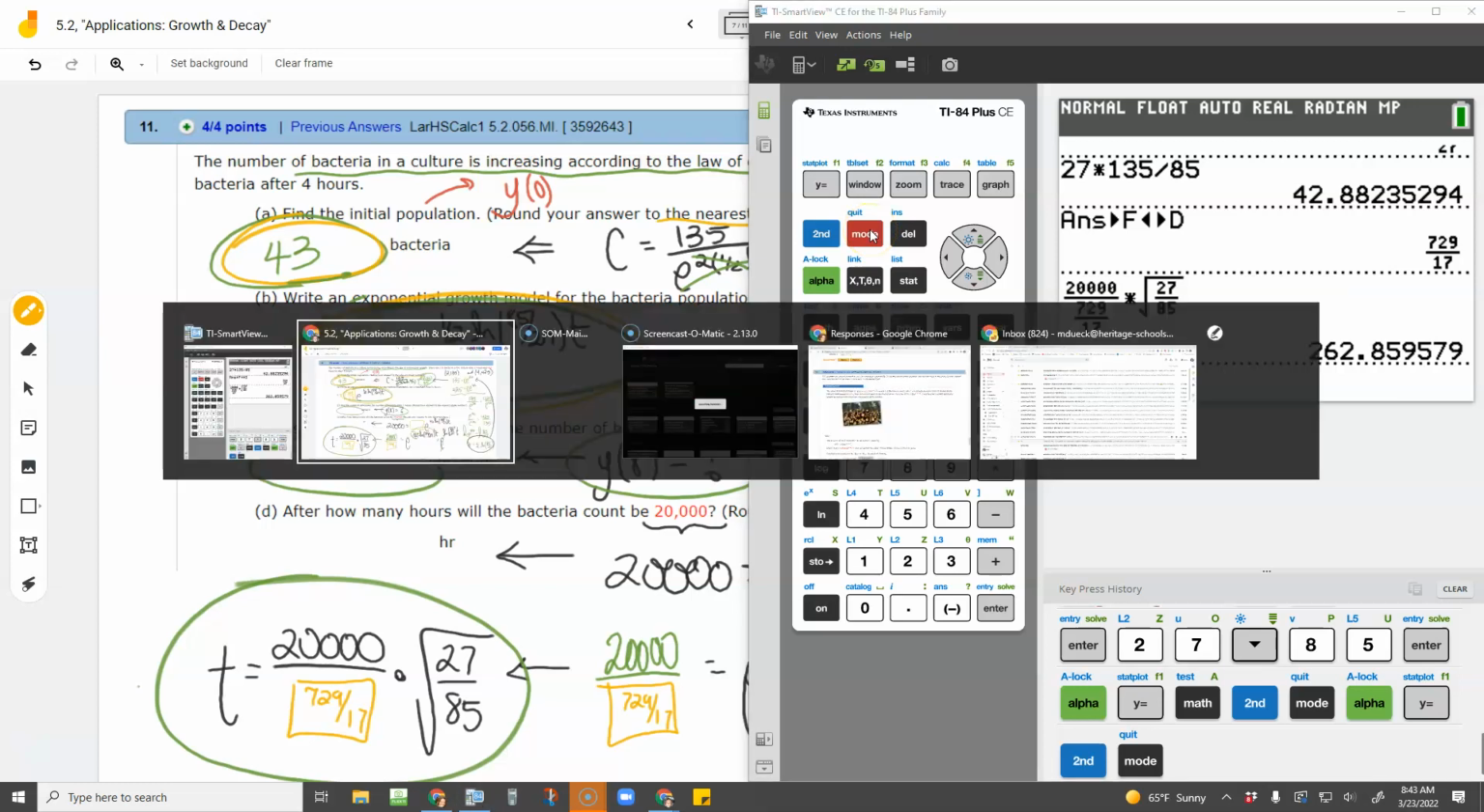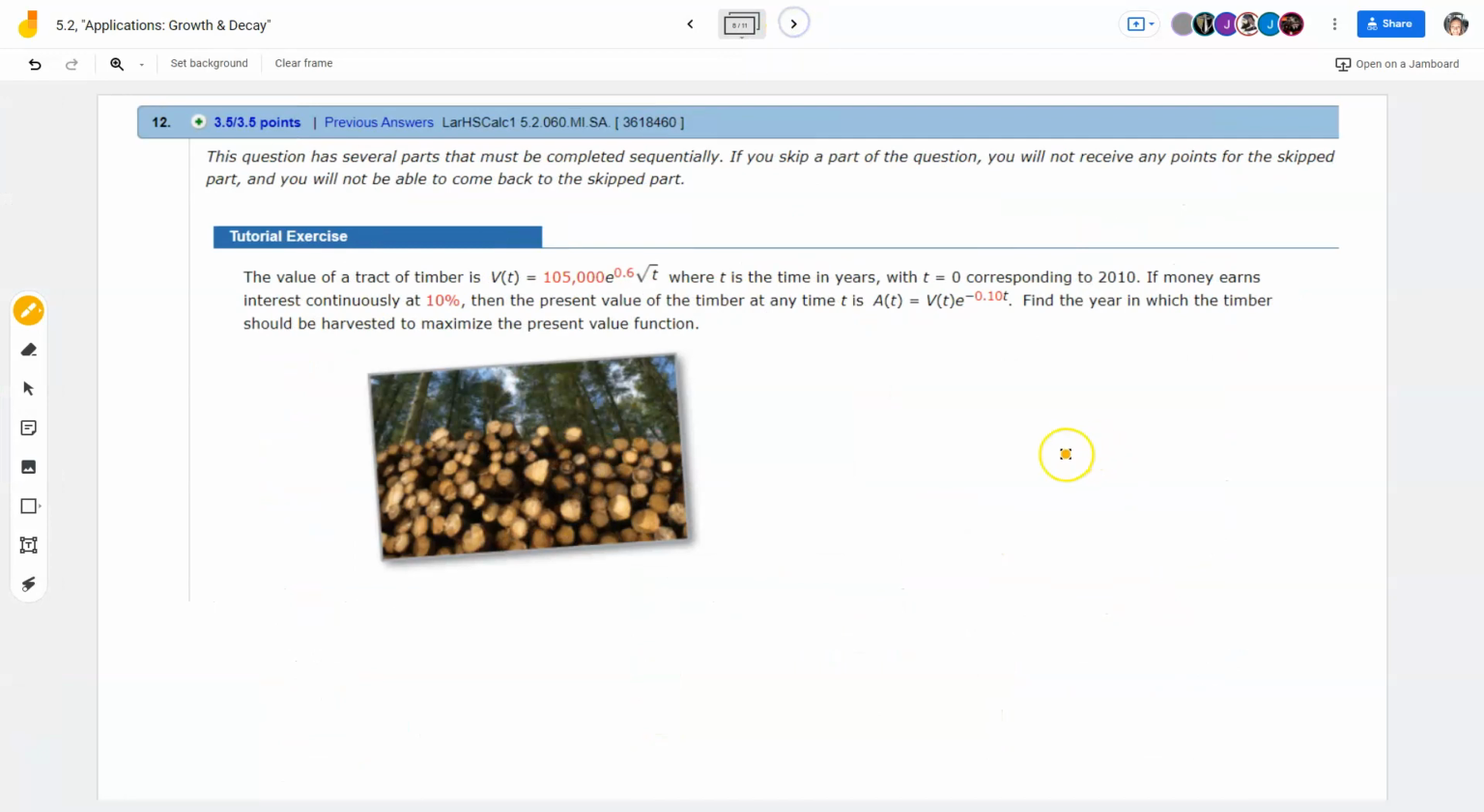Okay, that was number 11, and then number 12 I believe is super similar, just it's not bacteria. Bless you, it's money, right? Except the nice thing is, what do they give you in this one, guys? I think they give you the equation. They tell you the beginning clue that 0 doesn't mean like the year 0 when Jesus was born, but instead, right, it was the year 2010. They tell us that the money earns interest continuously at 10%.